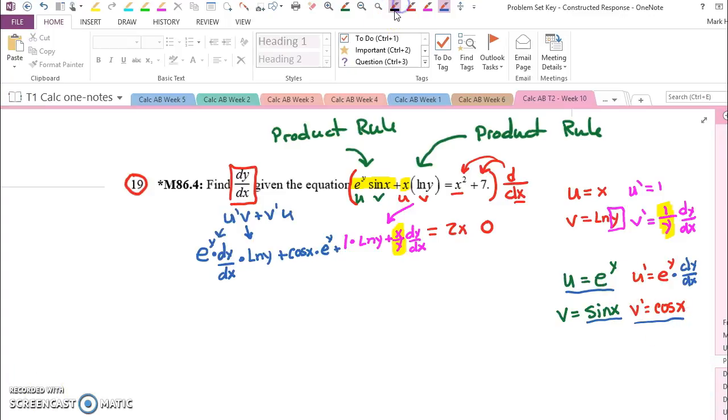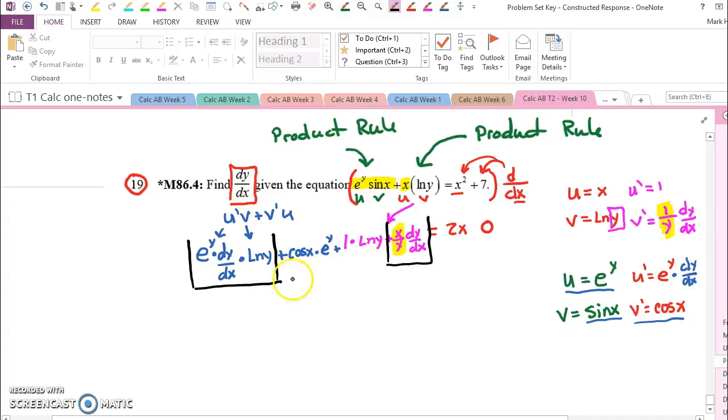So now after all of that, we have finally differentiated with respect to x. So we need to find the dy/dx terms. Here's one of them. And here's the other one. Everything else can move to the other side. So I'll subtract the cosine x e to the y term, and I'll subtract 1 times ln of y. And when I do, I get as follows.